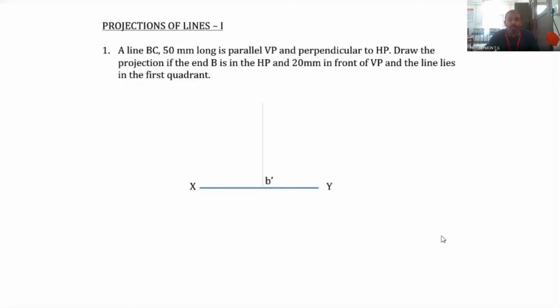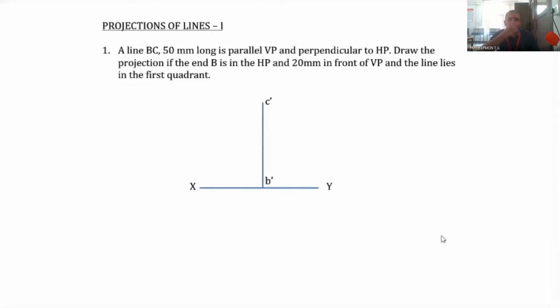So we mark a point arbitrarily at any distance, that is B dash, and that particular point is on the XY line. And then we draw a line which is perpendicular to the XY line, and the length of this line is to be 50 millimeter, and this line represents the front view. Since we know when the line is perpendicular to HP, the front view will be perpendicular to the XY line.